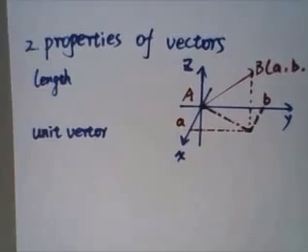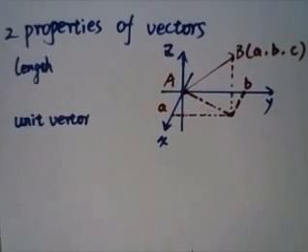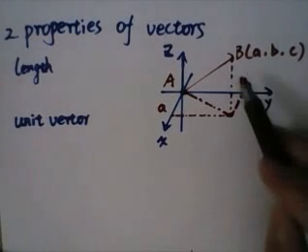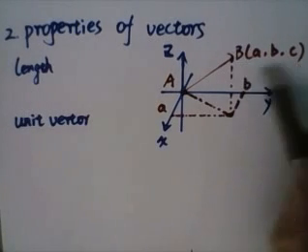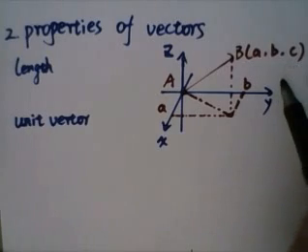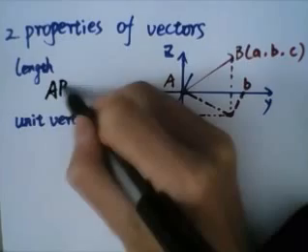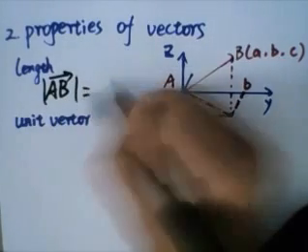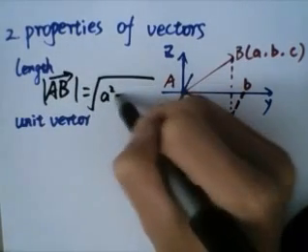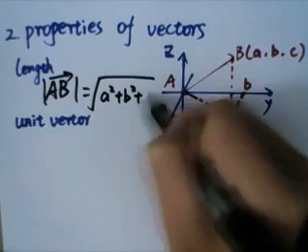Now let's move on to the properties of vectors. The properties of vectors include the length, unit vector, and algebra rules. In this case, the position vector of AB is (a, b, c). So to find its length, we just simplify the root of a squared plus b squared plus c squared.